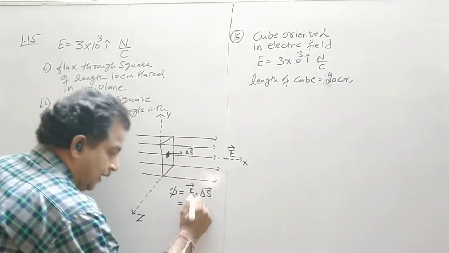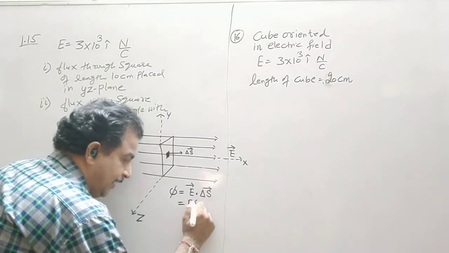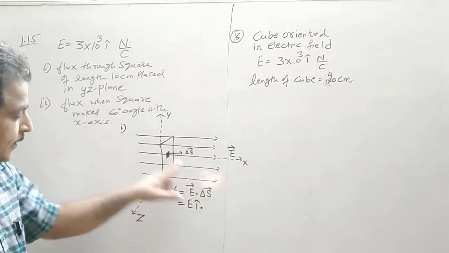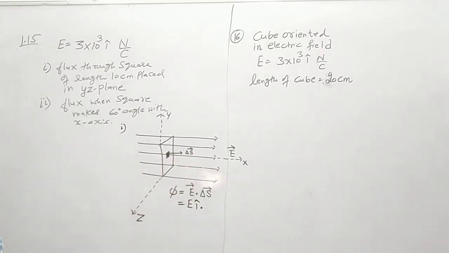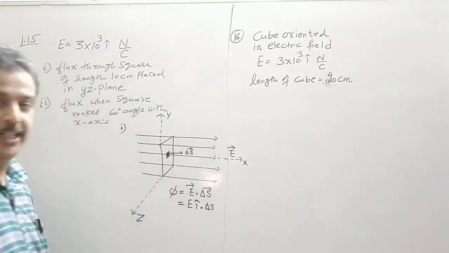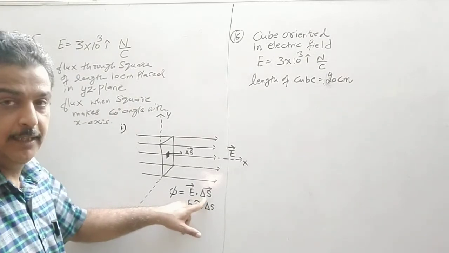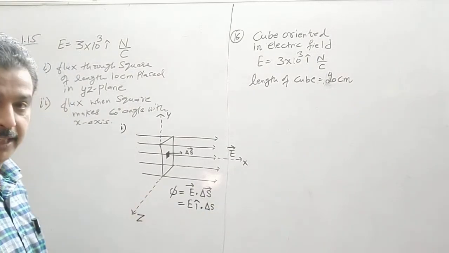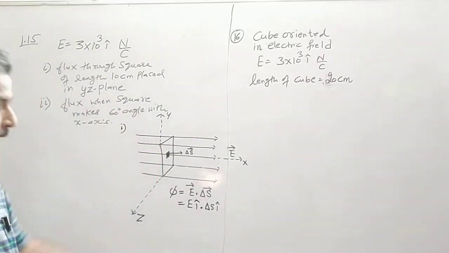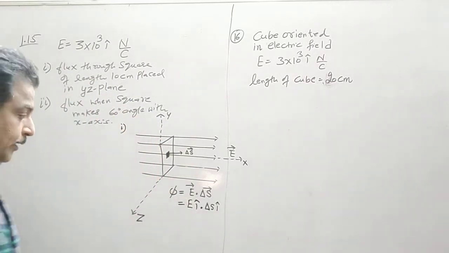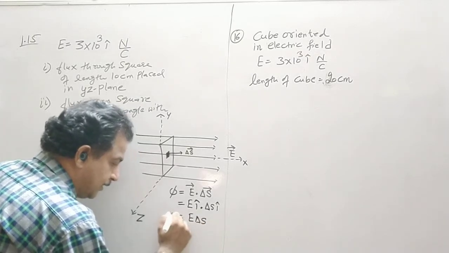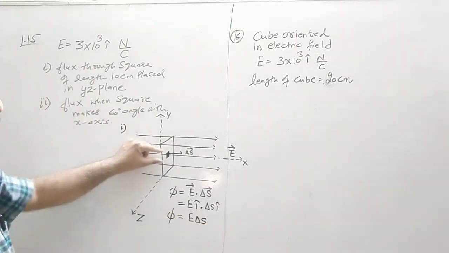Or I can write the electric field as E i cap dot delta S. Delta S direction is also along the x-axis. So delta S can be written as magnitude with its direction, since any vector can be written as magnitude with its direction. So its direction is also i cap. Now i cap dot i cap is 1. So it comes out to be E delta S. This is the flux linked with a small element.